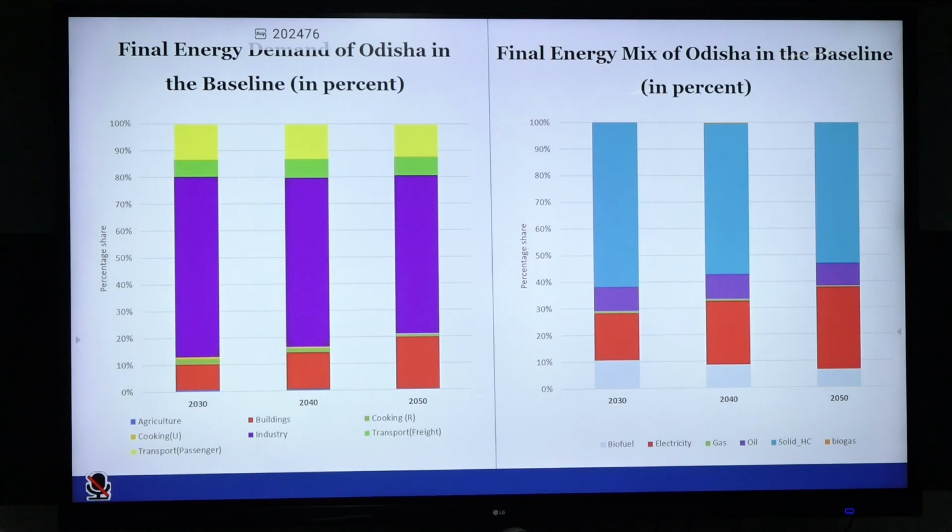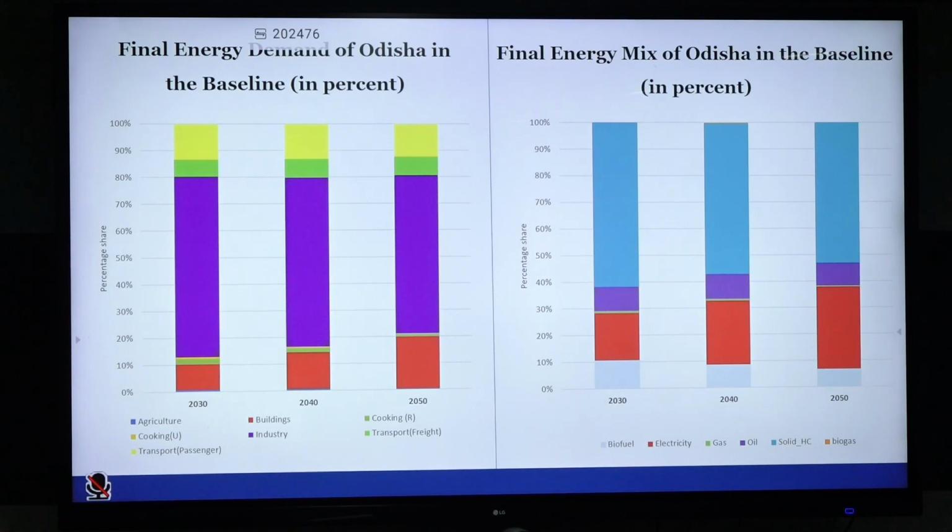It indicates that if no action is taken, if the current system continues, then coal will still remain the major source of energy for the state. And there is a certain growth in the electricity share. You can see on the right column that the red part is the share of electricity. It is expected to grow slightly, but nothing much.